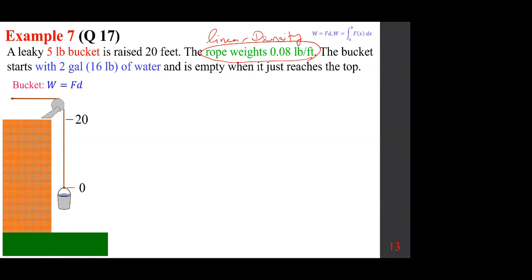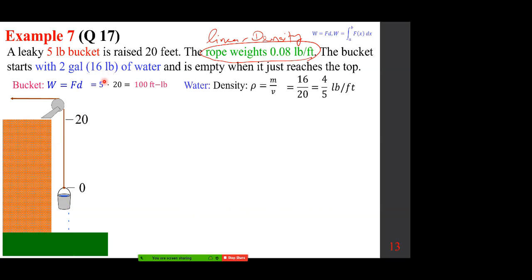So we have this distance of x. The bucket is fixed, as I mentioned, and so just 5 times 20 is the answer. For the water, we need to look at the density, rho equals m over v, 16 over 20 or 4 over 5 pound per foot. That's how the density works for the water. The whole weight of the water is 16 pounds.